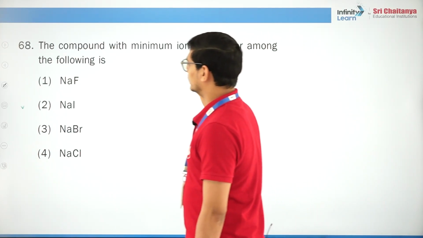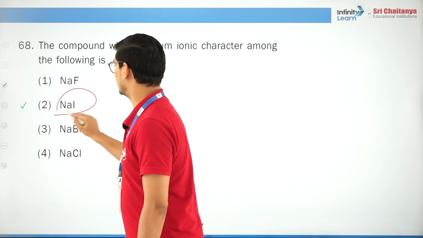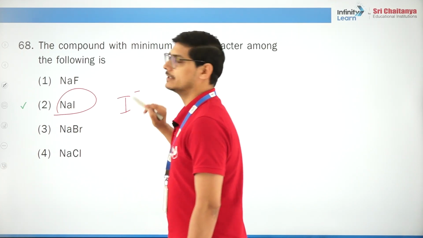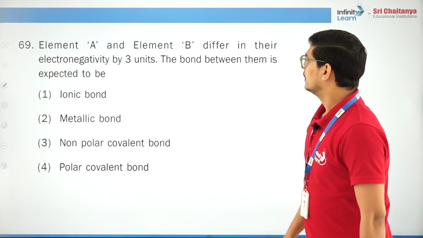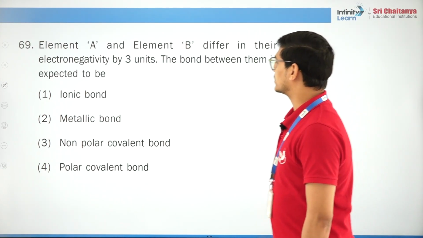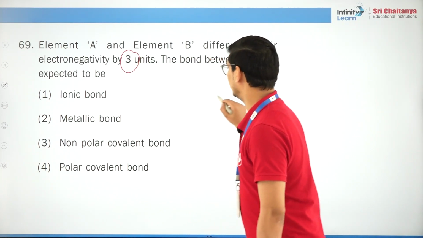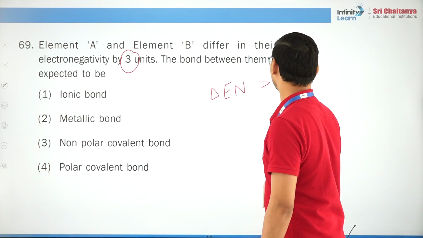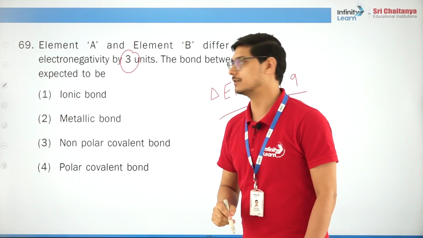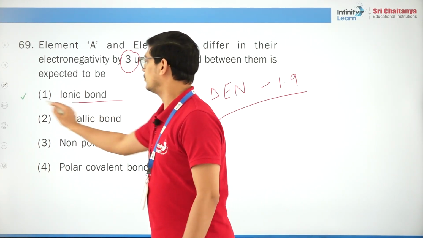Minimum ionic character among the following. This one, because iodine is largest, it is most easily polarizable, right? Element A and B differ in the electronegativity by 3 units. So if the electronegativity difference is greater than 1.9, we can say the bond is ionic. So ionic bond. Clear?